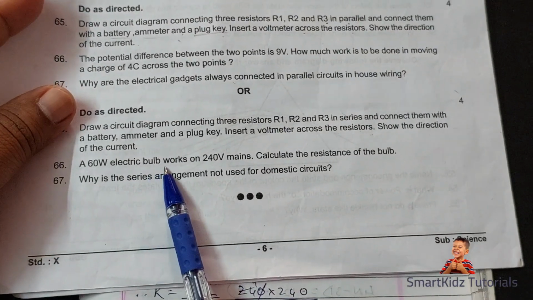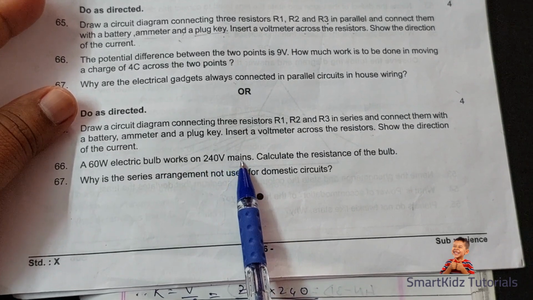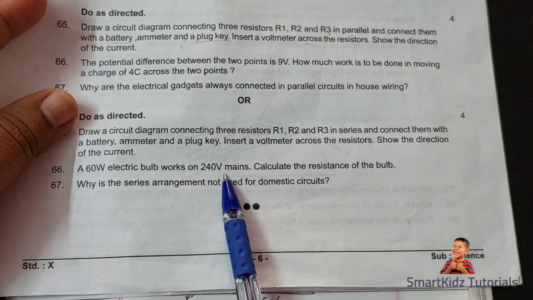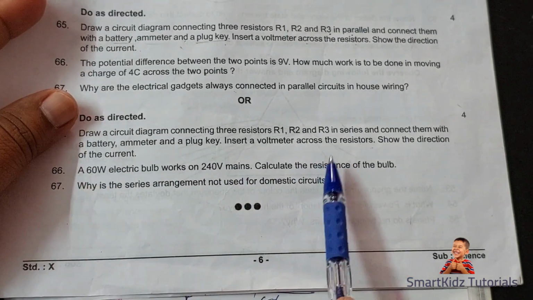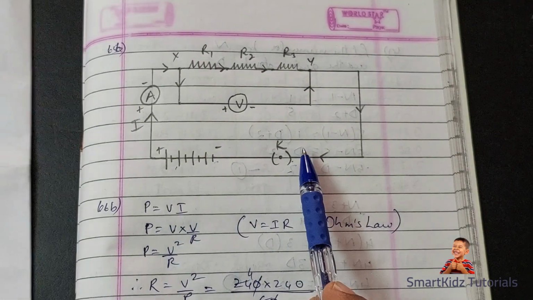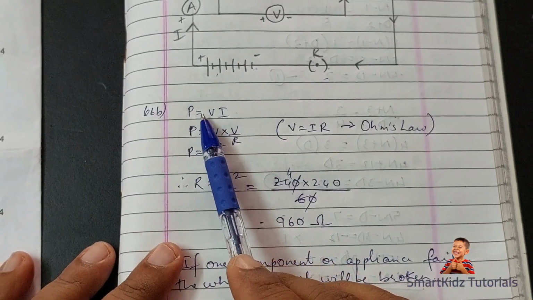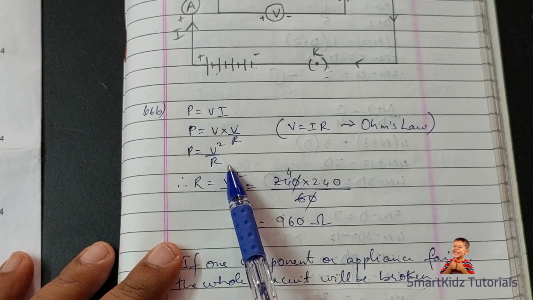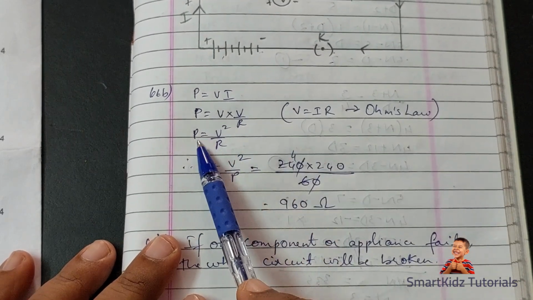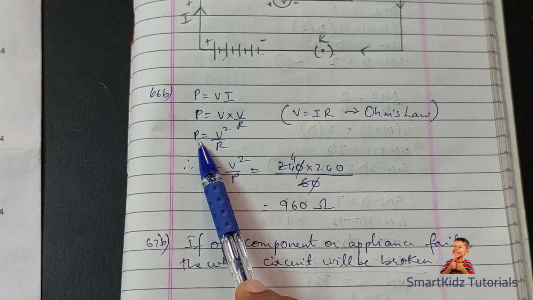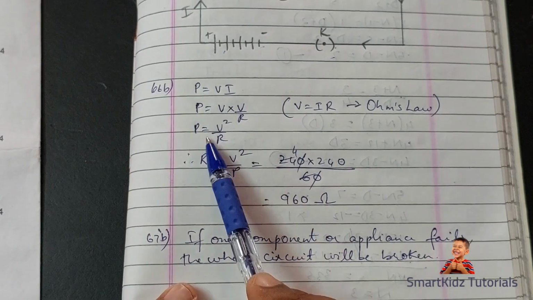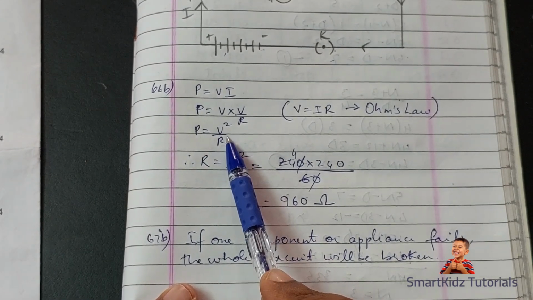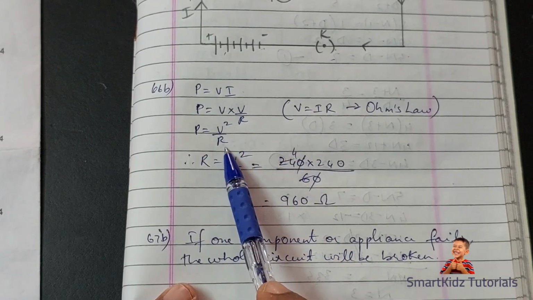A 60 watt electric bulb works on 240 volt mains. Calculate the resistance of the bulb. Voltage is given, power is given, you have to find the resistance. We have used this formula before. P is equal to V into I, which can be replaced with V upon R, so P is equal to V square upon R. Now, power is given, which is 60 watts, and voltage is given as 240 volts. Resistance we have to find out.